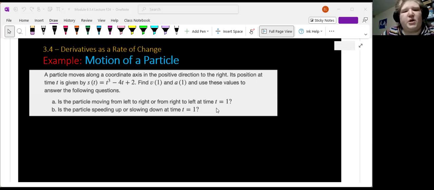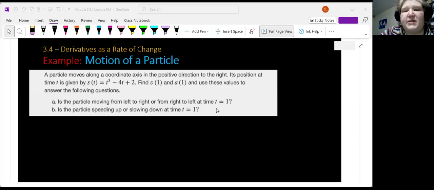So, is the particle moving from left to right or from right to left at time t equals 1? Is the particle speeding up or slowing down at time t equals 1? So, to answer which direction it's moving, I need my derivative. To answer if it's speeding up or slowing down, I need my second derivative, acceleration.